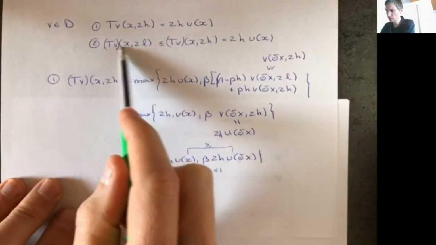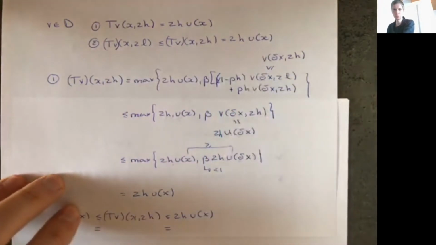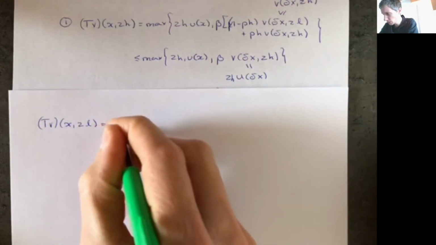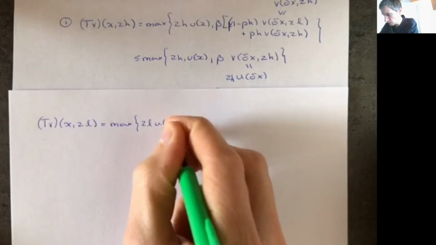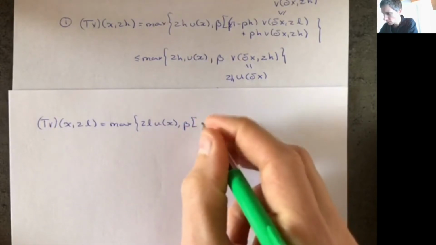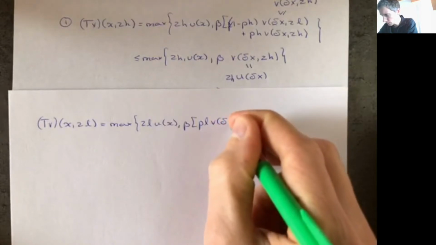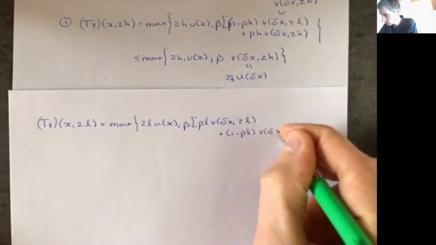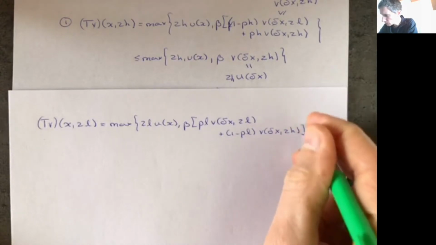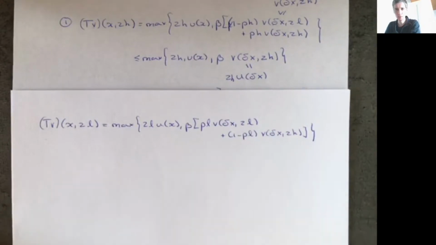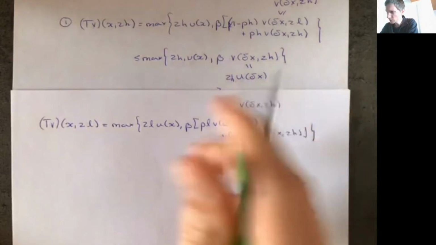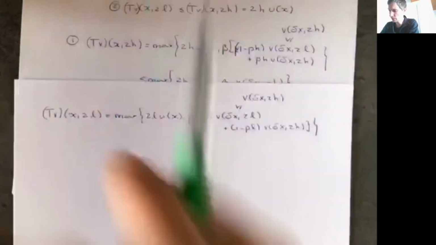So for condition 2 I need to show that Tv x zl is less or equal to zh u x. So let me do this here. So I'm going to start with Tv x zl, and this is equal to the maximum by definition of zl u x and beta times pl v delta x zl plus 1 minus probability of low of v delta x zh. Okay, and we can do more or less the same derivation here. So this is less or equal to v of delta x zh, right? By this assumption here, it holds for every x, so also for delta x.